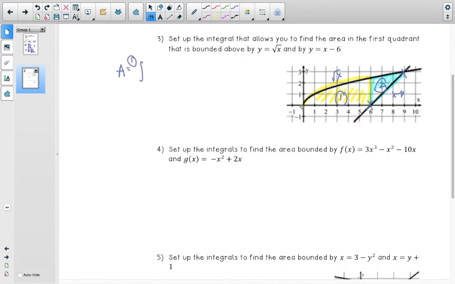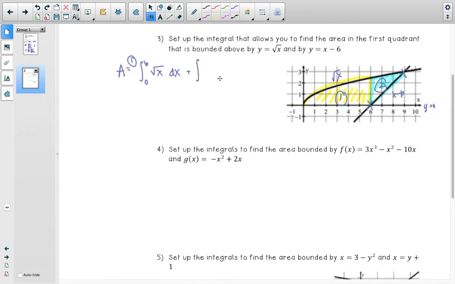So on the first chunk, we're from 0 to 6. So my left value is 0, my right value is 6. And the only thing that's bounding it is the square root of x. It's always kind of bounded by the x-axis, so it's kind of assumed right there. So you don't have to put anything in here, since the x-axis is y equals 0, so there's no point of putting something in here.